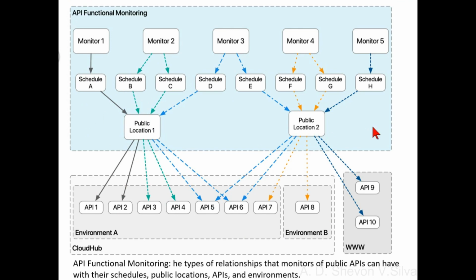Here you can see API functional monitoring. Here you can see the monitors, schedules, and public locations are in API functional monitoring. And here APIs 1 to 7 are in environment A, and API 8 is in environment B in this diagram. Environments A and B are in CloudHub, and API 9 and API 10 are on the World Wide Web in this diagram.